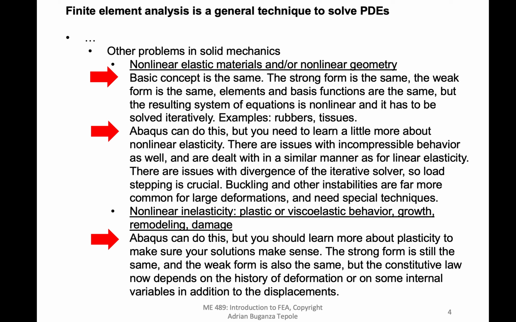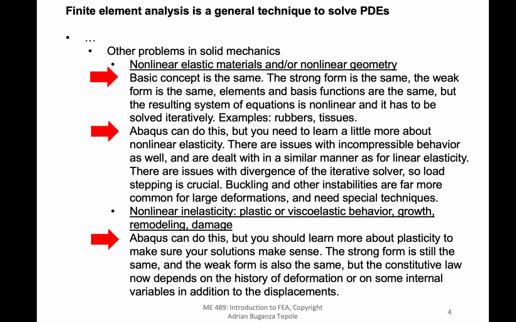What was the other thing? It's the nonlinear geometry. That's actually very easy. You just need to click an option for the nonlinear geometry. I think the nonlinear material is just a little bit more hidden in Abaqus. There are also issues with incompressible behavior, and then you also need to use the hybrid elements.